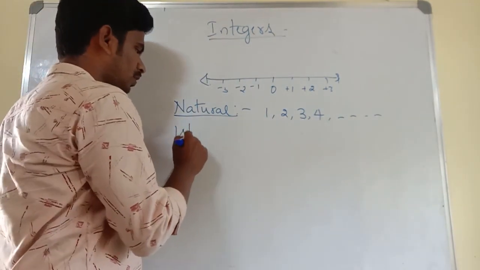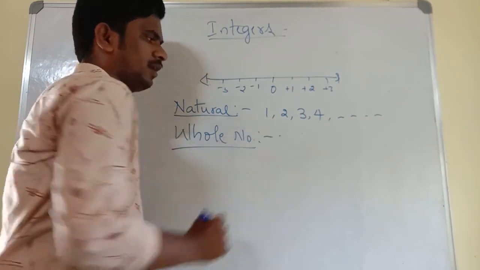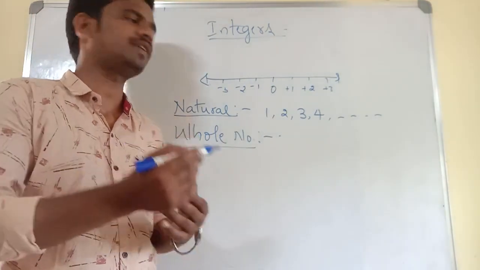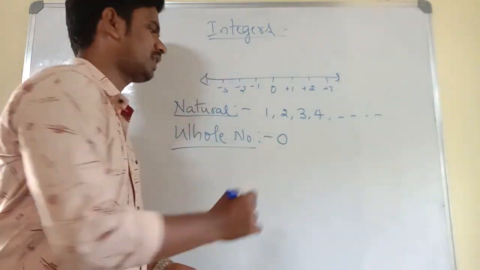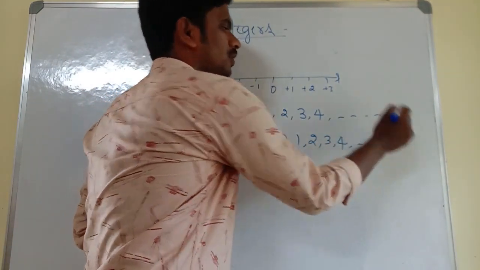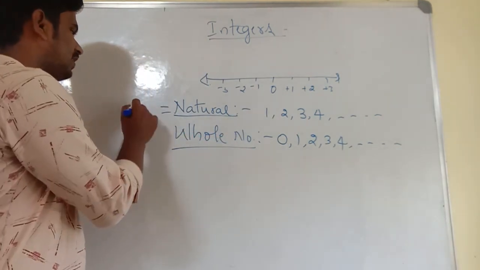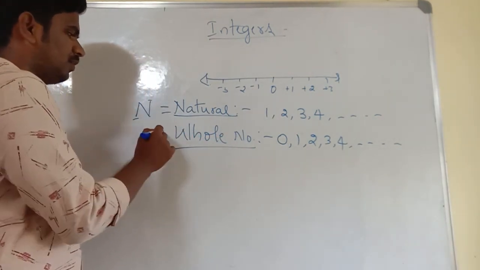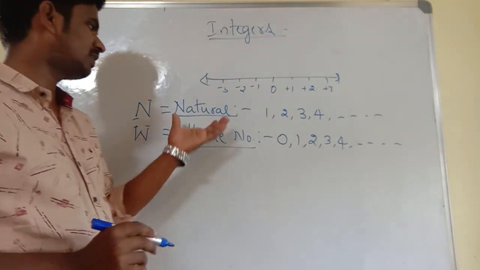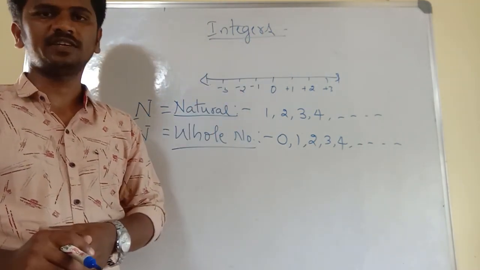Then what do you mean by whole numbers? Whole numbers contain the natural numbers along with 0, that is 0, 1, 2, 3, 4 and so on. These are called whole numbers. Natural numbers are denoted by capital N and whole numbers are denoted by capital W. Then with the help of these numbers we are going to define integers.